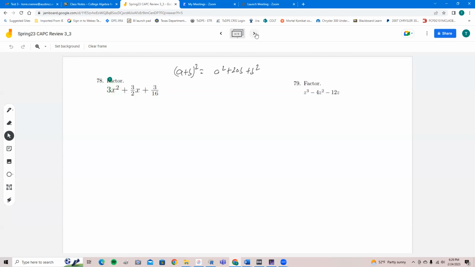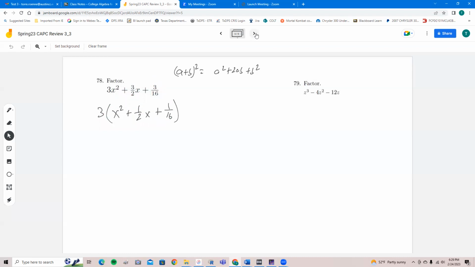What happens if I pull a 3 out of all three of these terms? Well, I'll be left with x squared plus 1/2 x plus 1/16. Well, you can check by distributing that back across. Remember, 3 times 1/2, you just go straight across. 3 times 1 over 1 times 2, you get 3/2. Likewise, 3 times 1 over 1 times 16, 3/16.